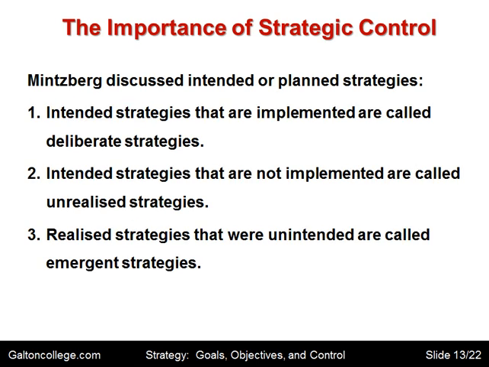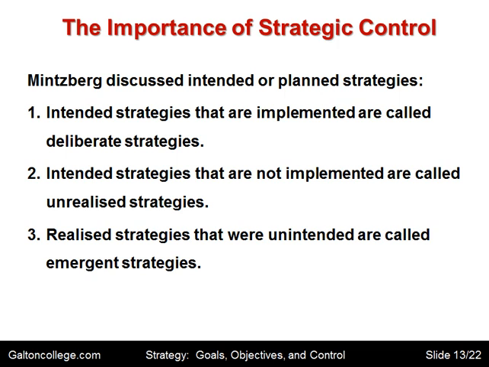Mintzberg discussed intended or planned strategies. First of all, intended strategies that are implemented are called deliberate strategies. So if it's intended and it's implemented, that's deliberate. There was no way it was accidental or just a bit of serendipity. It just happened. This was deliberate. Now, intended strategies that are not implemented are called unrealized strategies. They're intended, but they weren't implemented, so they were not realized. And realized strategies that were unintended are called emergent strategies.